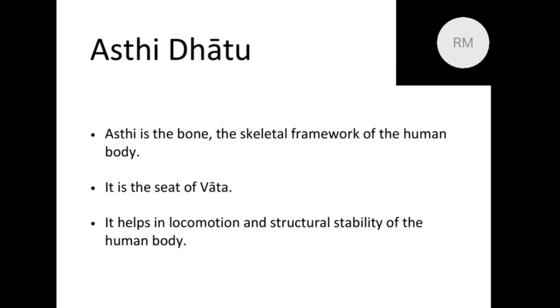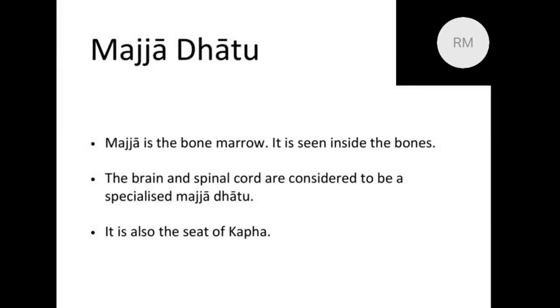So next we come to Majja Dhātu. Majja is generally translated as bone marrow, but as I was pointing out, translating Majja as bone marrow is a very simplistic translation. It is seen inside the bone, so we can say it is a kind of fat seen inside the bones, and that is Majja. And the brain and spinal cord, as I was mentioning earlier, are also considered to be a specialization of Majja Dhātu, and it's the seat of Kapha.